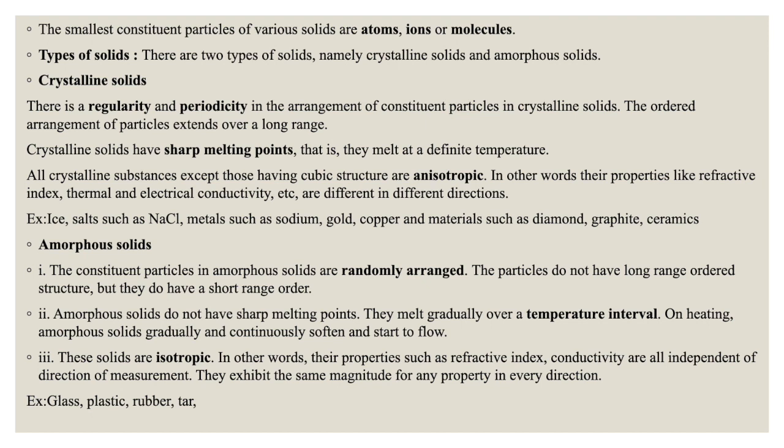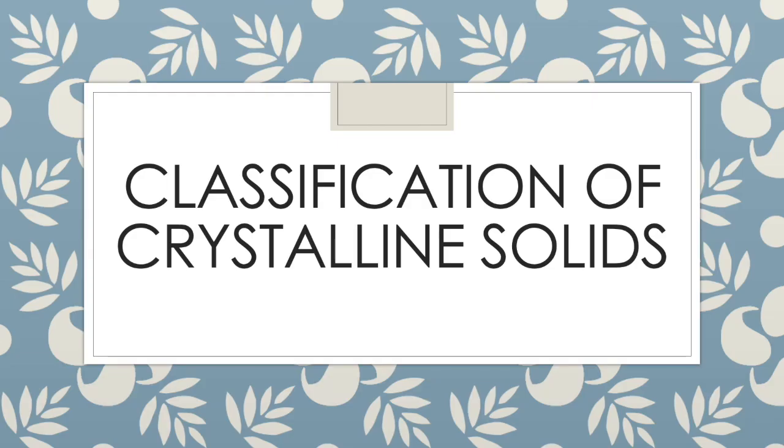For amorphous solids, they are randomly arranged. The particles do not have a long range ordered structure, but they have a short range ordered structure. They do not have sharp melting points. They melt gradually over a temperature range, that is between, you can say, 50 to 60 or 55 to 60, but you cannot define a single temperature. Plus they are isotropic. Examples are glass, plastic, rubber and tar.